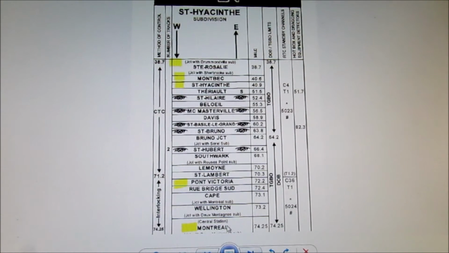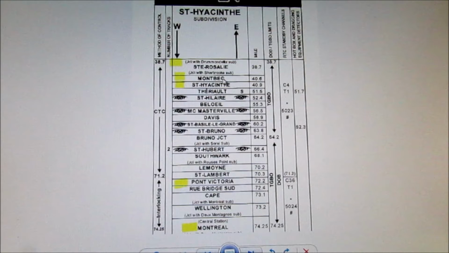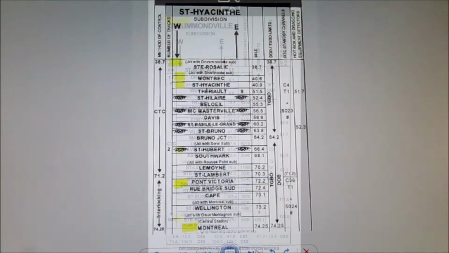So going eastward from Montreal, from the bottom here, we can see that Montreal is staging, of course. We've got the Victoria Bridge, that's right here from the real one. Follow that, eventually we end up in Saint-Hyacinthe, Montbec, which is important, especially for switching, and Sainte-Rosalie. And here it gives you to the right, and this is, of course, the real one, the miles, the direction, the fact that it's CTC, and other valuable information.